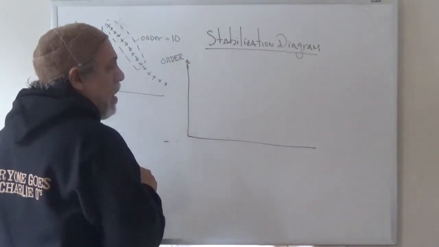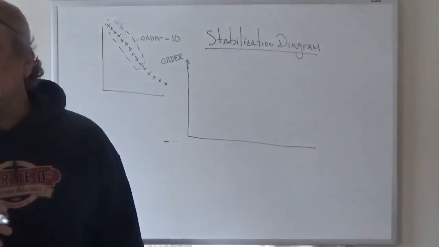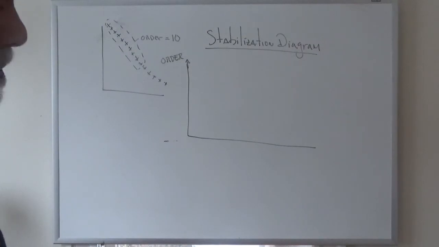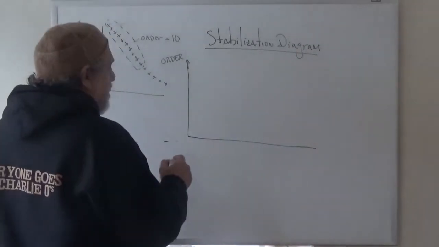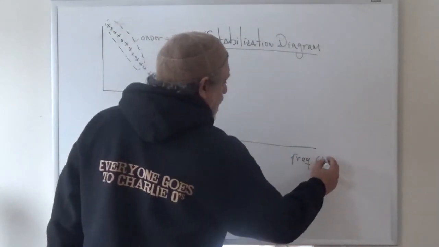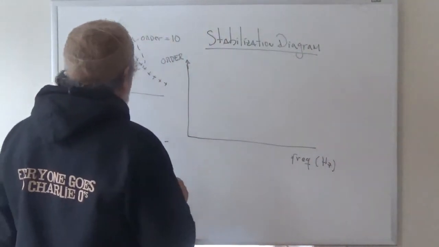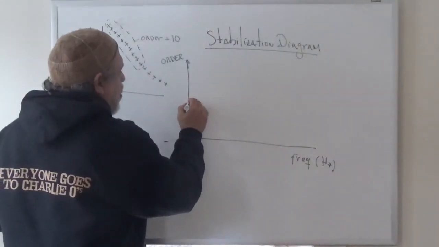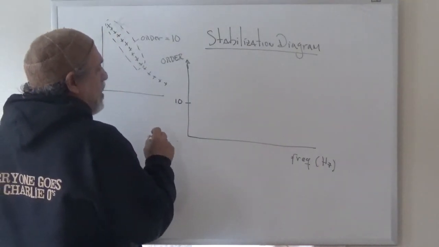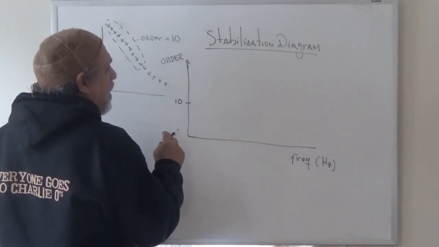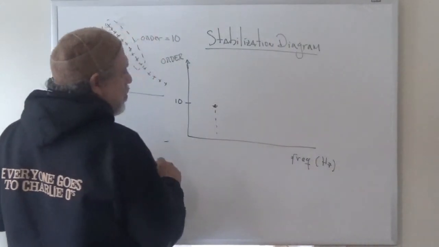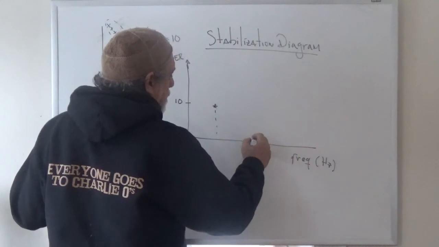Okay? Now I am doing this stabilization diagram in a simple way. There are various versions, but you'll get the idea. Here is the order, and here are the frequencies that we get in hertz, let's say. So what happened when we did order 10? Let's say order 10 is here. When we did order 10, we found that there were 2 frequencies, and it was, let's say, at this value, there was 1, and at this value was another one, right? Let's say.